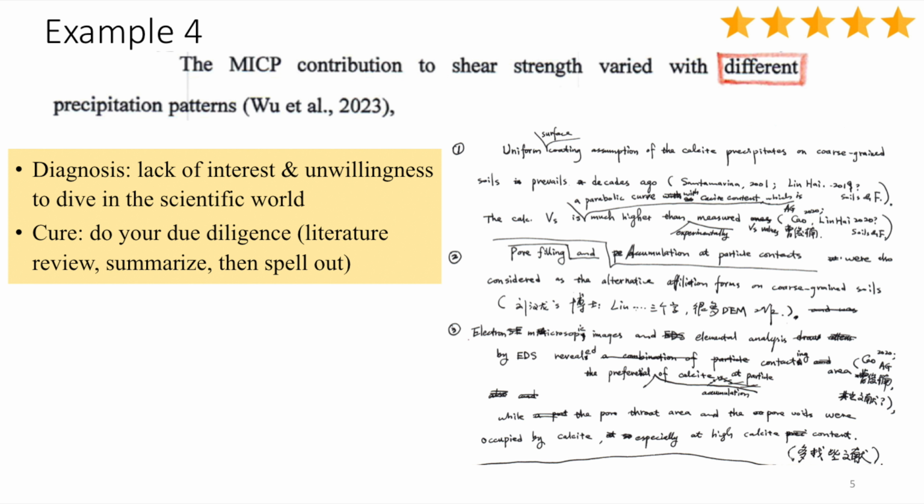Example 4. This is an illustration of lack of interest and unwillingness to dive into the scientific world. The inherent state of mind is like, I don't know the precipitation patterns, and I don't even care to find them out. Here I'd just throw the word "different" out there, and it's up to the readers or my advisor to figure it out and fill in the blanks.